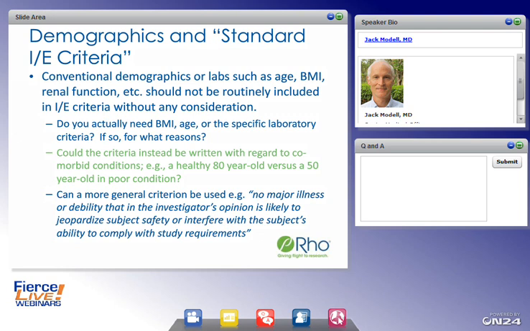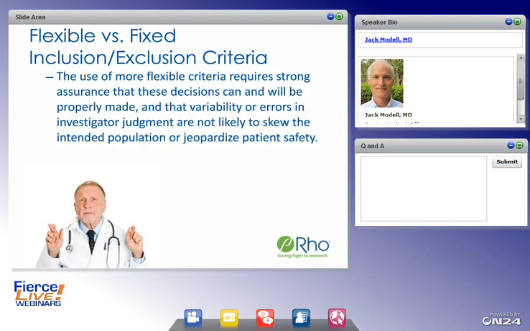Sometimes it is, especially for small studies, if you really know the investigators well. The problem is, there's a but there at the bottom. If you're going to use more flexible criteria, you have to have very strong assurance that these decisions can and will be properly made, and that variability or errors in investigator judgment are not likely to skew the intended population or jeopardize patient safety.